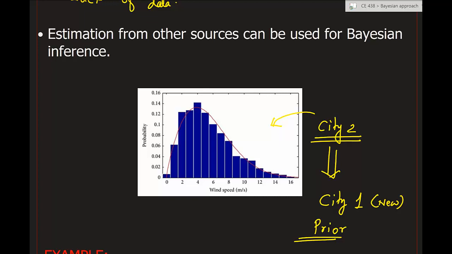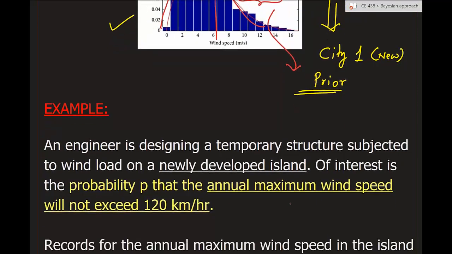So let's say city 1 has a short record, but for city 2 we have hundreds of years of wind data. So we can plot this data in a histogram, fit a distribution, and find the corresponding mean of the distribution, standard deviation of the distribution, and the corresponding coefficient of variation of the parameter. And we'll use this to define my prior for other cities. So let's use all this idea through an example.